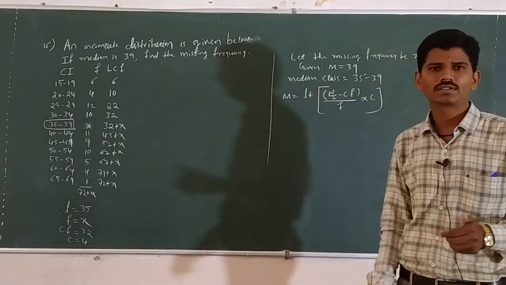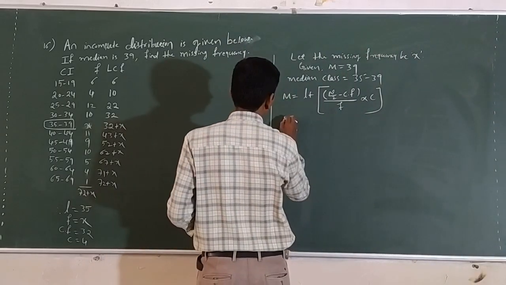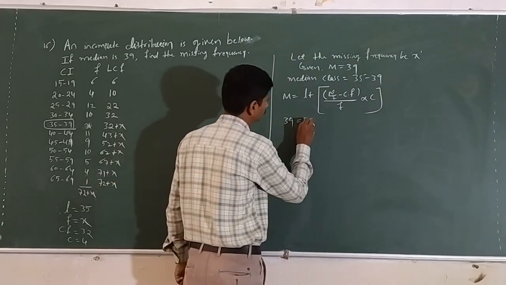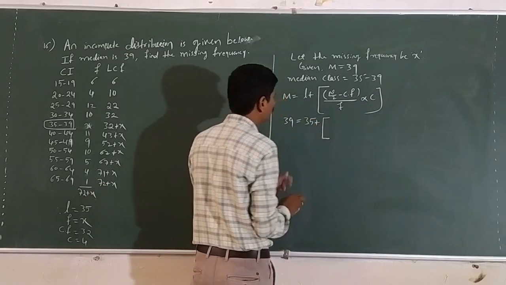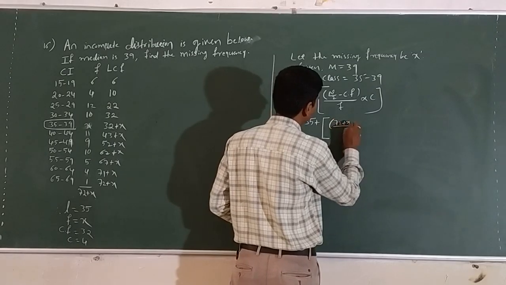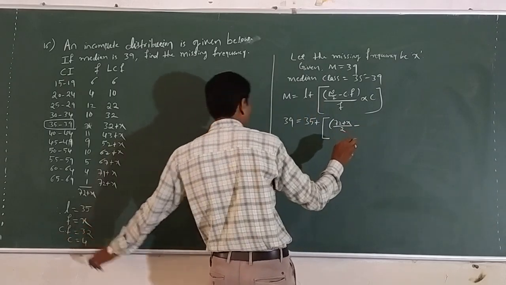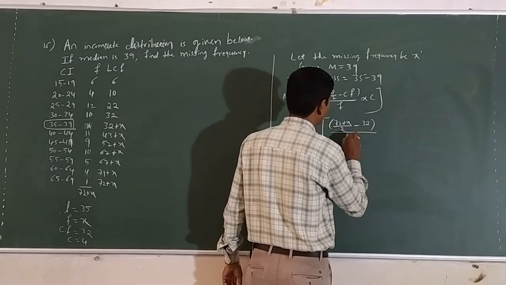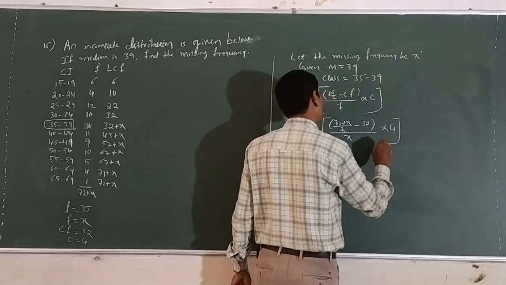Here the median value is given directly. M equal to 39, L is 35, plus n by 2, which is (72 plus x) divided by 2, minus the Cf value, the cumulative frequency, 32, divided by the frequency x, into the width of the class interval, 4.